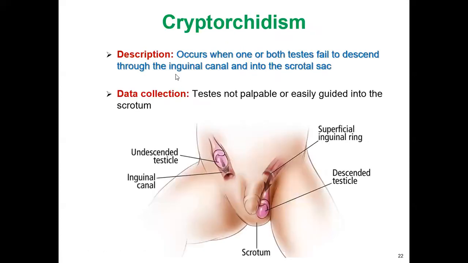And now we are going to talk about cryptorchidism. So what is it? In this picture, we can see this is the testis, and this is the scrotum. The testis is supposed to be inside the scrotum. It is natural, but there is something you have to know.